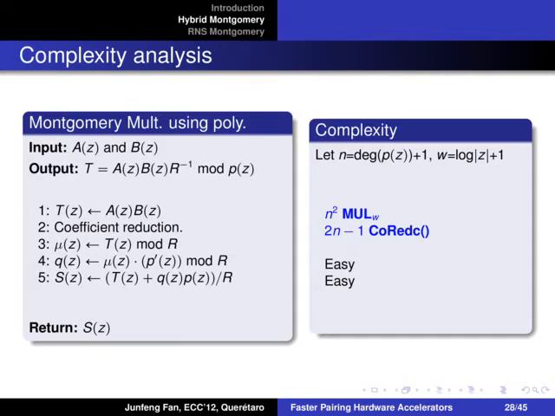Now if you look at the complexity, here we have roughly n squared digit multiplications, and we have 2n minus 1 coefficient reductions, which is basically division by Z. Why is it 2n minus 1? Because after the multiplication, the polynomial T of Z has so many terms. The multiplication complexity you can also write down, but it becomes quite messy, so I decided to drop it and just put the word easy there.